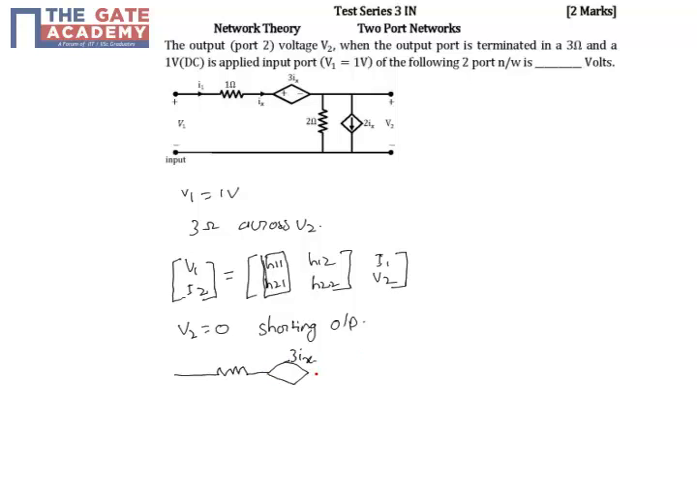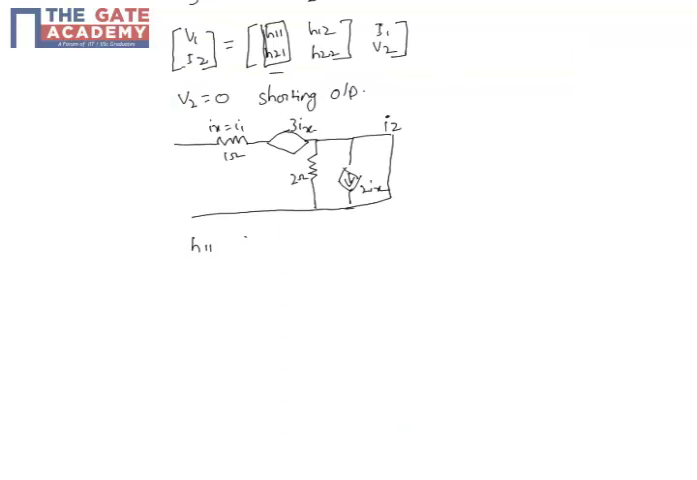Here IX is 1 ohm, then IX is equal to I1, this is 2 ohms, and then this will be I. Okay. Now H11 is equal to, from here we can say V1 by I. It will be equal to 1. Okay, now what is V1? So this is V1, right?